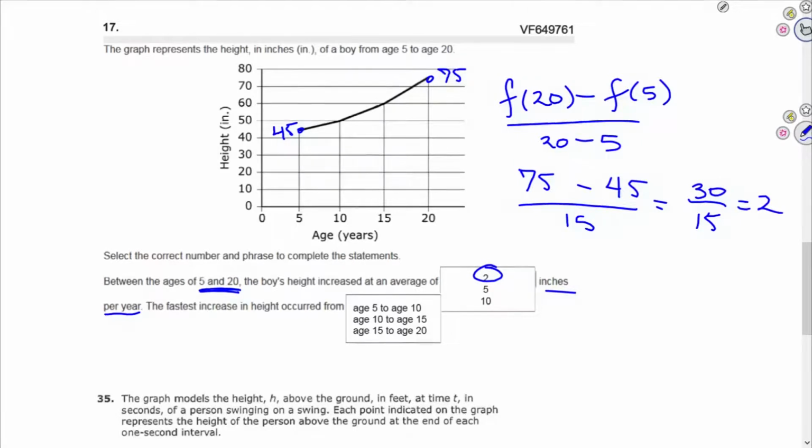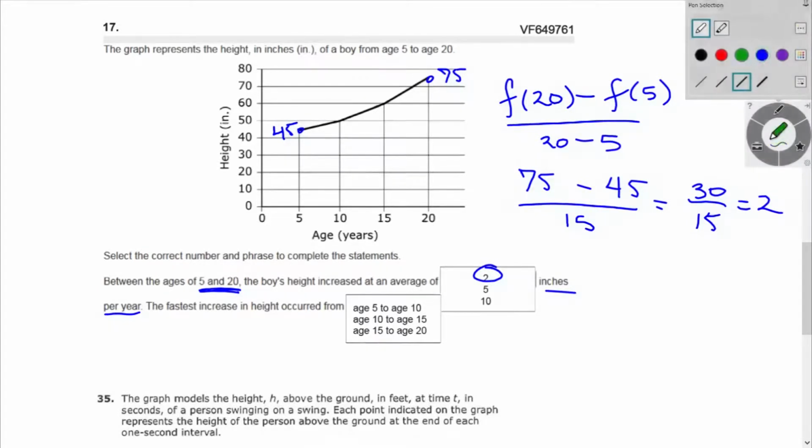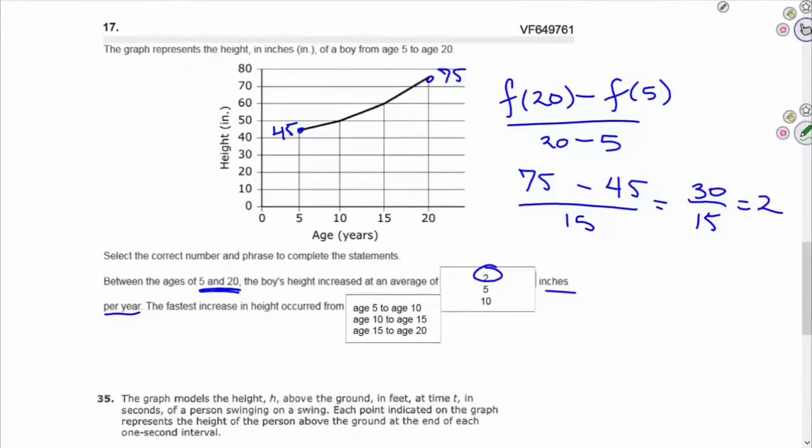So on average, between ages of 5 and 20, according to this data, boys are growing 2 inches per year on average. The fastest increase in height occurred, now according to this graph, the fastest increase happened here where the slope is the steepest, so it's between the ages 15 and age 20.